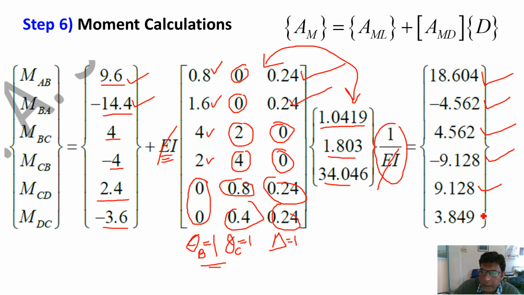Okay, so like this you can calculate the moments and finally draw the bending moment diagram. So this is the first problem on portal frame using the structure approach of the stiffness matrix method. I hope all of you have understood. In the next class we will solve the second problem on portal frame using the structure approach of the stiffness matrix method. Okay, thank you very much.